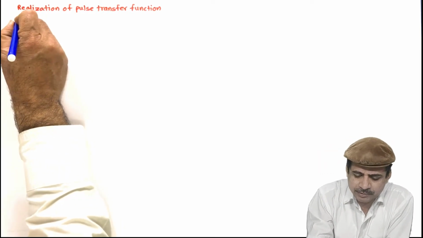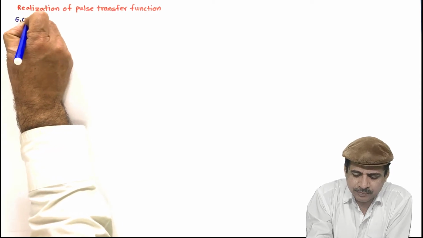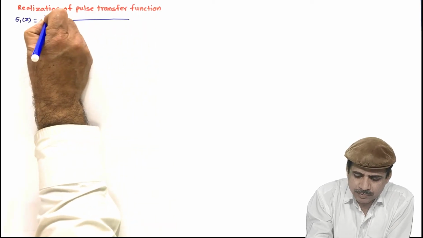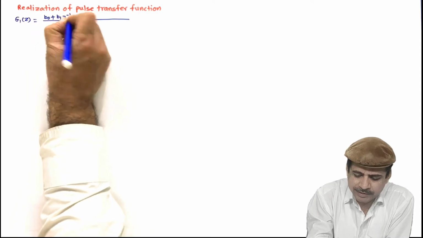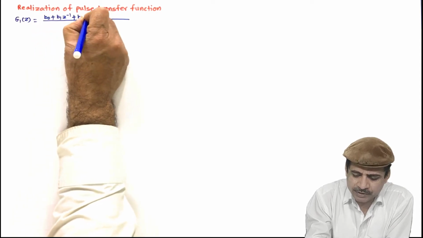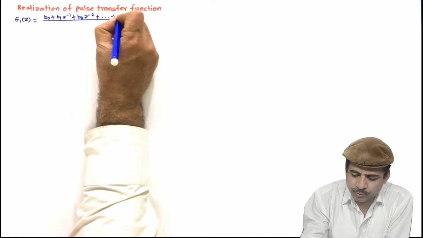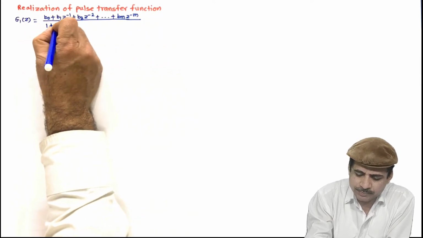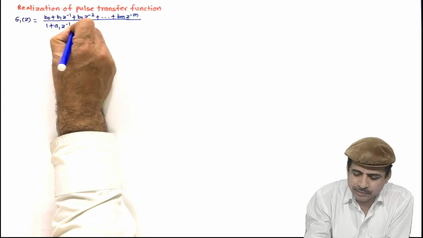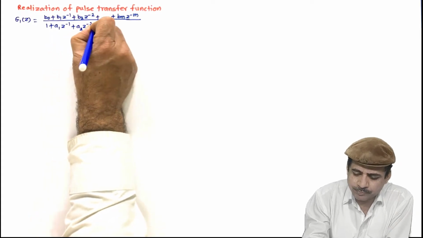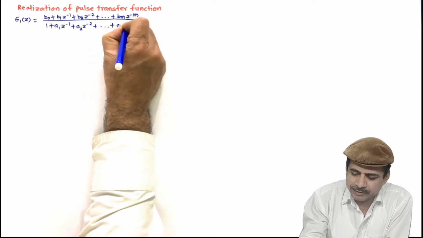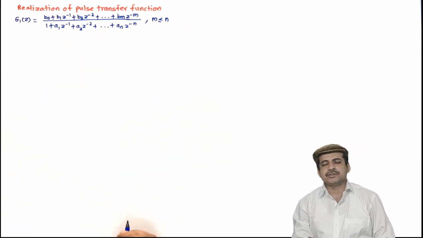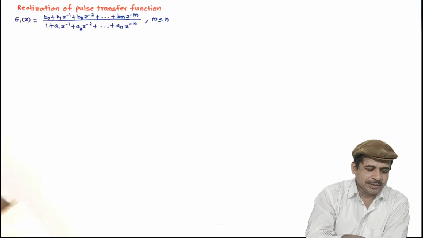The pulse transfer function of a system can be written as B0 plus B1 z raised to minus 1 plus B2 z raised to minus 2 so on up to Bm z raised to minus m divided by 1 plus A1 z raised to minus 1 plus A2 z raised to minus 2 so on up to An z raised to minus n, with m less than equal to n for the system to be causal.